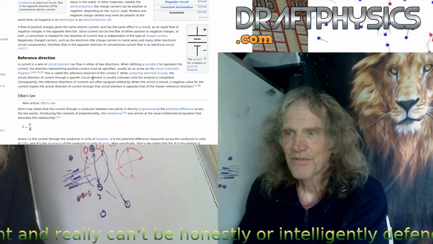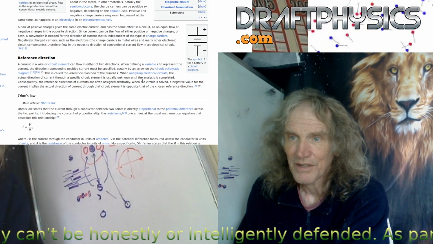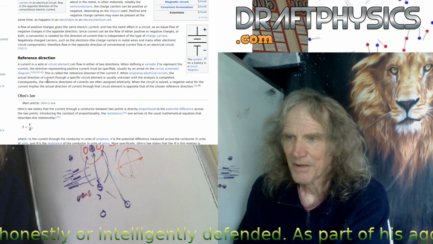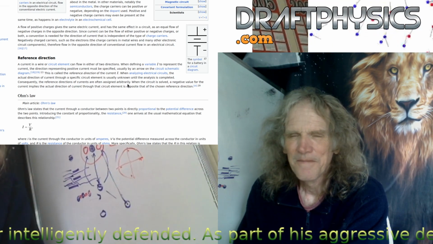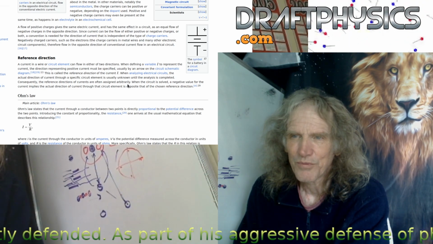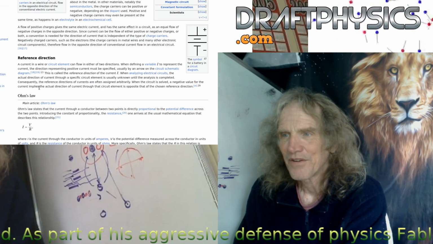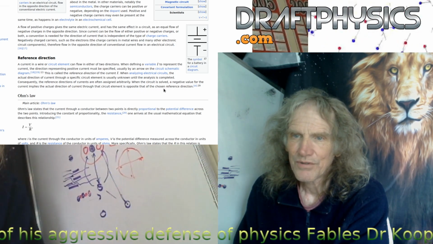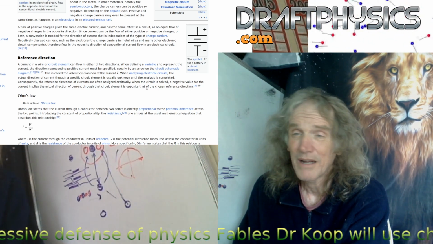When analyzing electrical circuits, the actual direction of current through a specific circuit element is usually unknown until the analysis is completed. Who knows what they're talking about there? Consequently, the reference direction of circuits is often assigned arbitrarily. It's hard to imagine writing up a circuit and not knowing which way the electricity is flowing, but whatever. When the circuit is solved, the negative value for the current implies the actual direction of current through that circuit element as opposed to that chosen reference direction. So again, we know the actual current is going in the same direction as the voltage, so I don't even know what they're talking about.